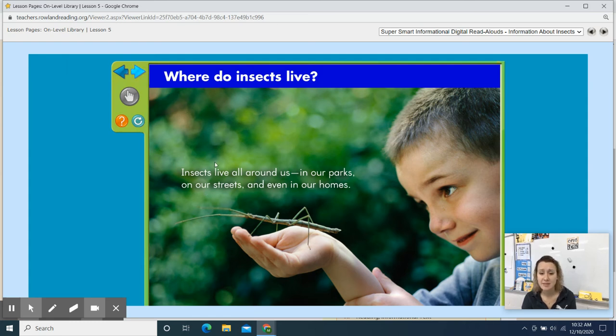Where do insects live? Insects live all around us, in our parks, on our streets, and even in our houses. Look at, he's holding that stick bug.